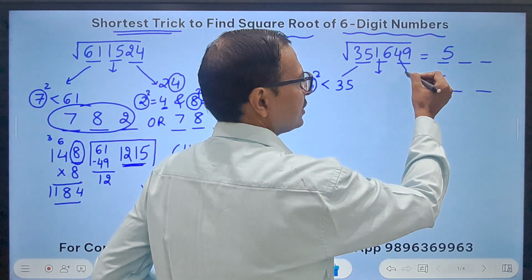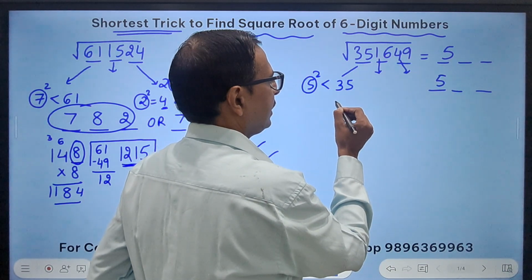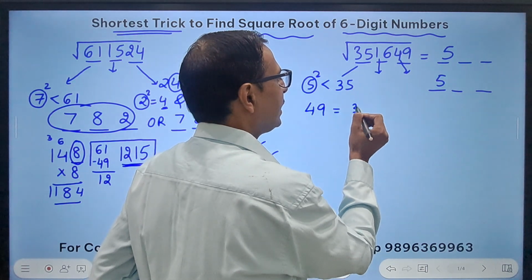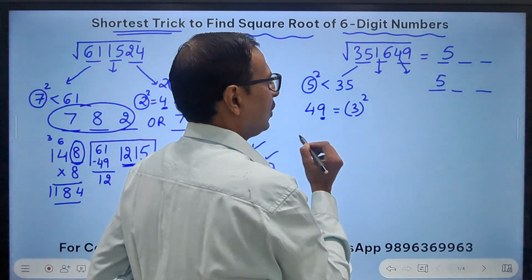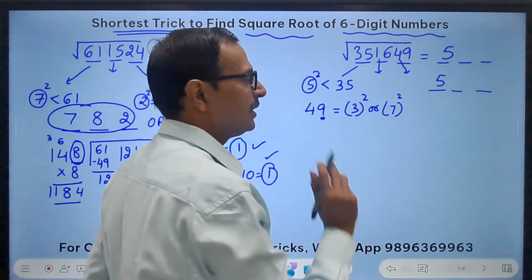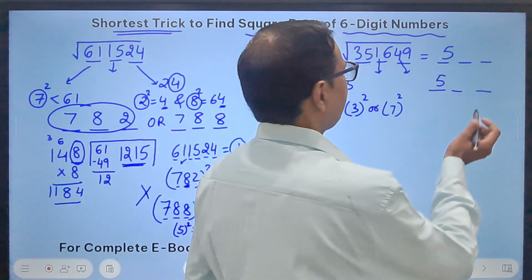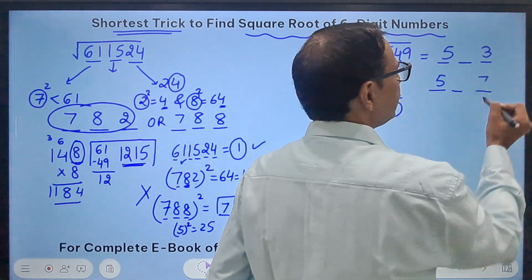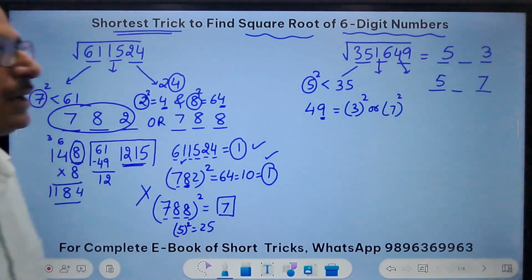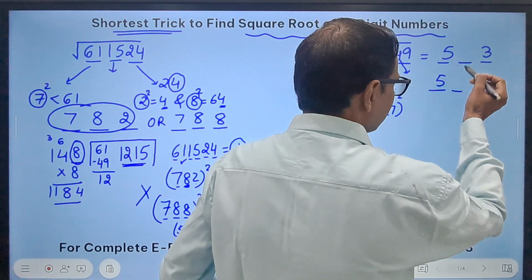The last digit 49 is either 3 square that ends in 9 or 7 square that ends in 9. So either it will be 3 or it will be 7. Now to find out which one is the correct answer, I will first find the middle digit.